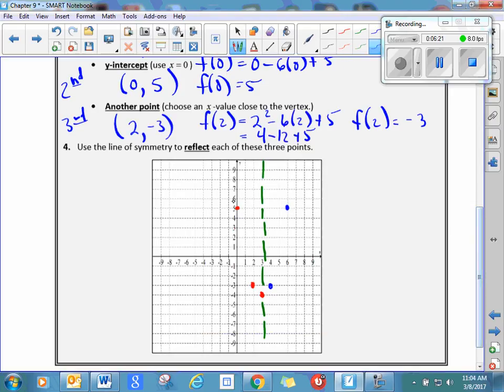And now if you have a better hand than I, you can go ahead and make your big U. I don't know if I can do this good or not. Hey, not too bad. Little bump right there. So this is our parabola that we have created just based on the equation that was given to us.